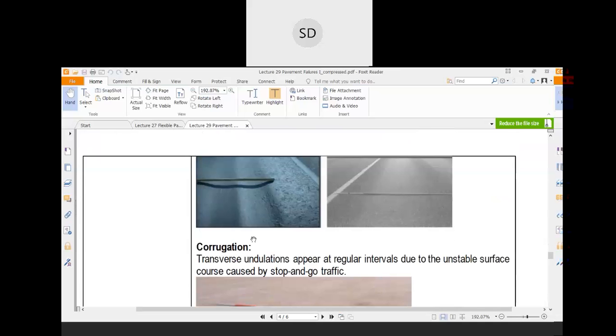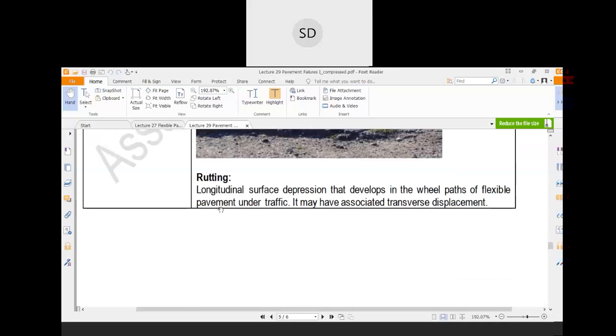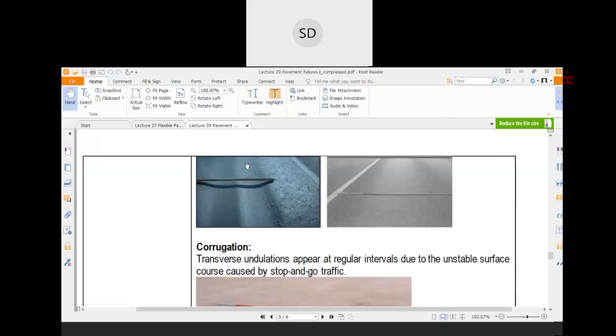Then rutting is permanent deformation. Longitudinal surface depression that develops in the wheel path of flexible pavement under traffic. It may have associated transverse displacement. So see, this type of pavement deformation is caused because of the rutting failure, and this would be along the wheel path. So see here, this load application would be placed here, and because of the load application, some compressive strain would be generated at the top of the subgrade layer, and because of this depression occurs, and therefore this rutting failure occurs.